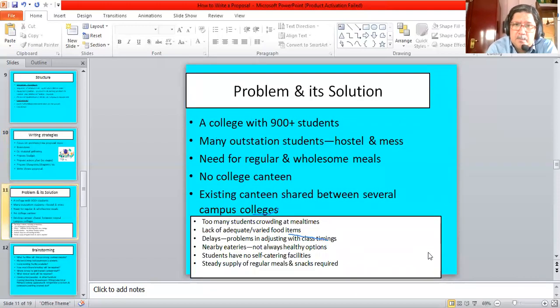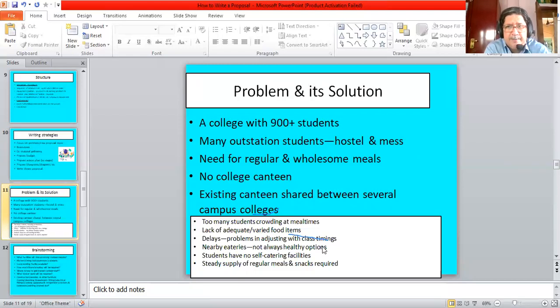Now, let us look at a case study of a particular college and a proposal that was prepared there. This is a college with 900 plus students, and there are many outstation students studying in the college. They stay in the hostel or they stay in the mess, and they regularly need wholesome meals every day at periodic intervals. But unfortunately, they have no specific college canteen of their own. I think you will agree that this is a big lacuna, a glaring lack. They have an existing canteen, but that is shared between 2 or 3 colleges. It can never be the same as the college's own canteen.